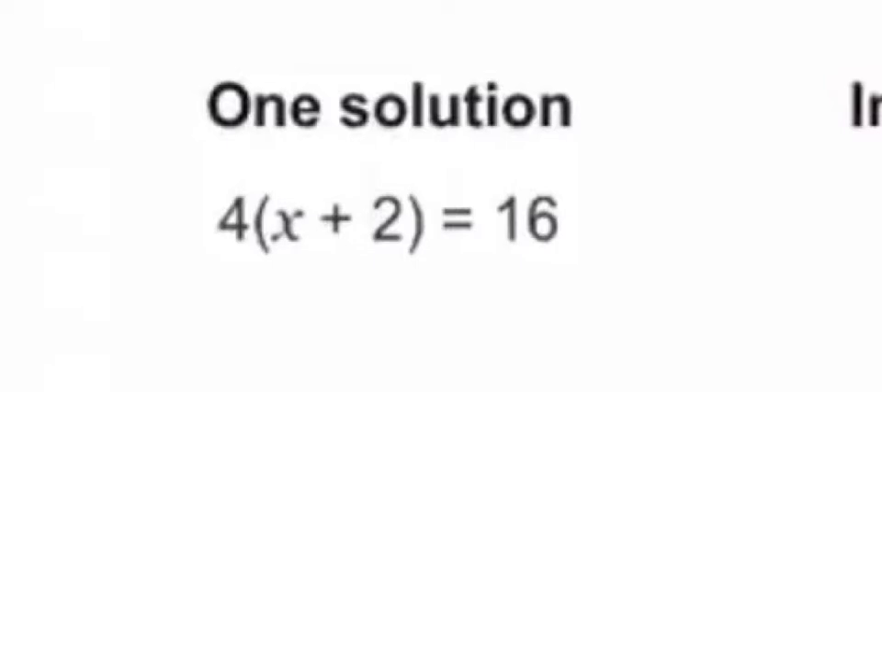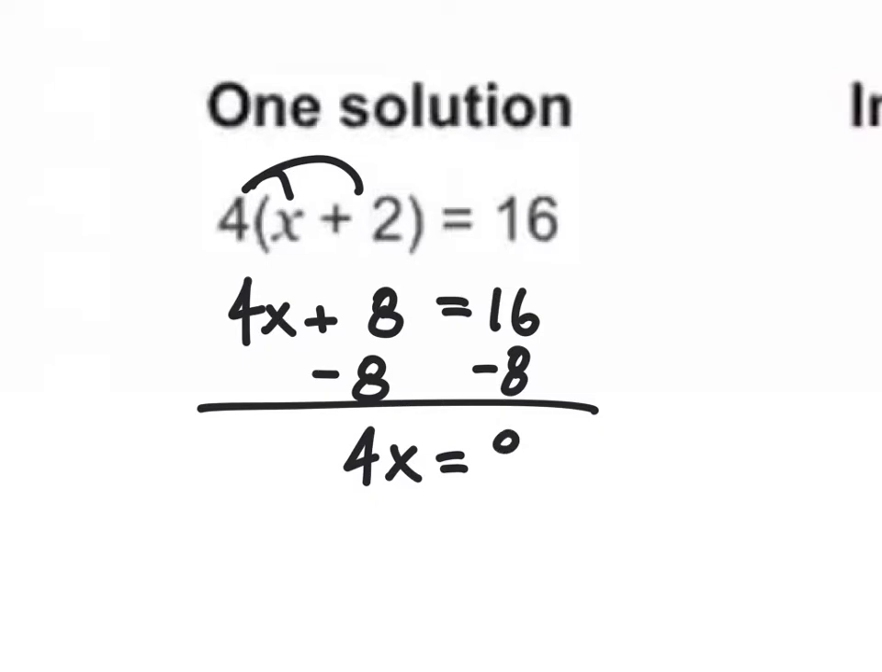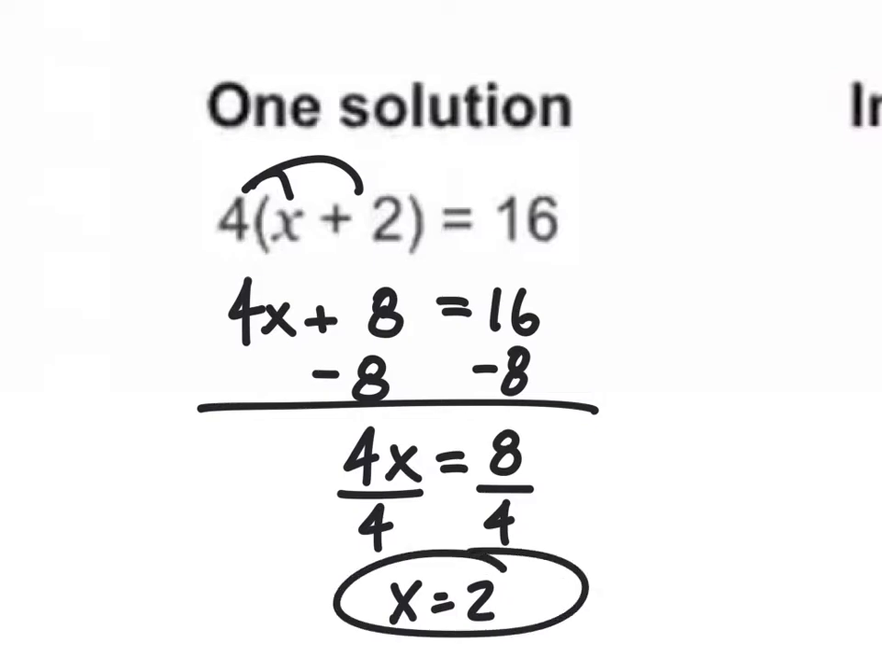So if I multiply out this 4, I'm going to get 4x plus 8 is equal to 16. I want to subtract 8 from both sides, and we get 4x is equal to 8. Then divide by 4, and we get that x is equal to 2. Pretty easy question, pretty simple. But this is just one solution, where we get just one value for x.